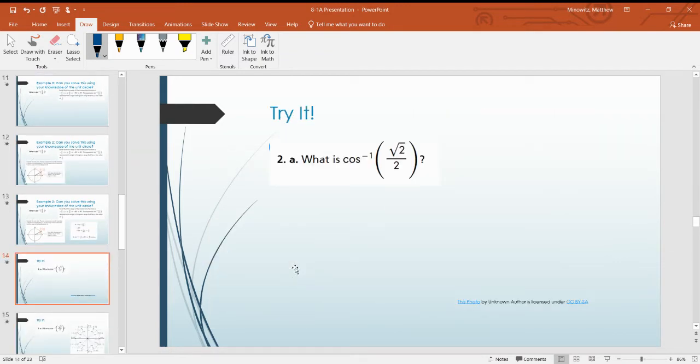Now you get to try this one. What's the inverse cosine of square root of 2 over 2? Pause the video, test it out. We'll see if we got it.